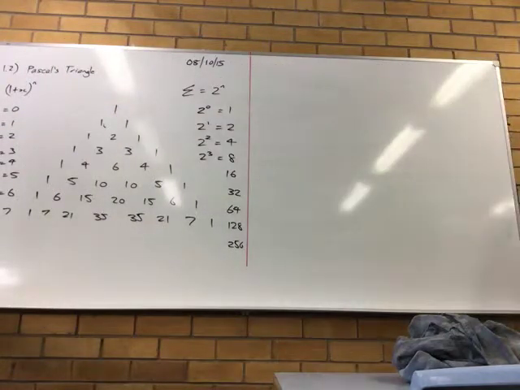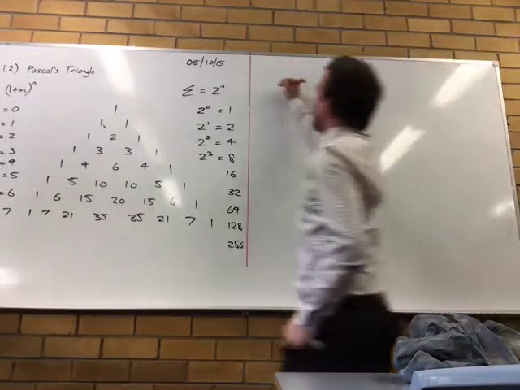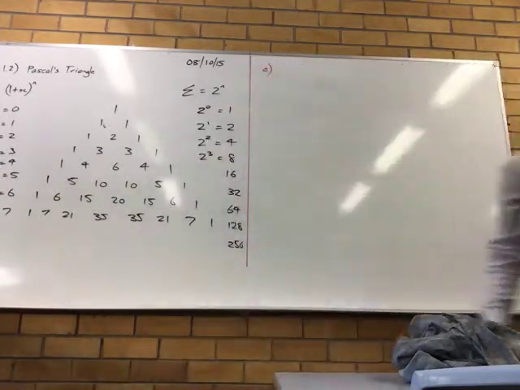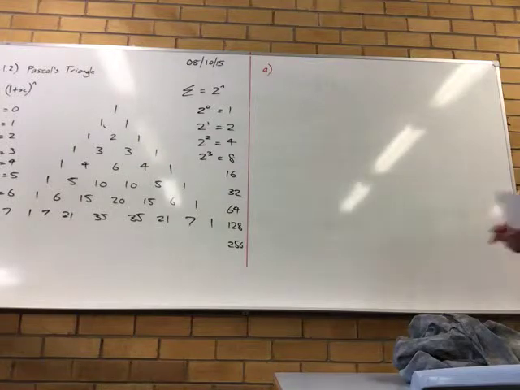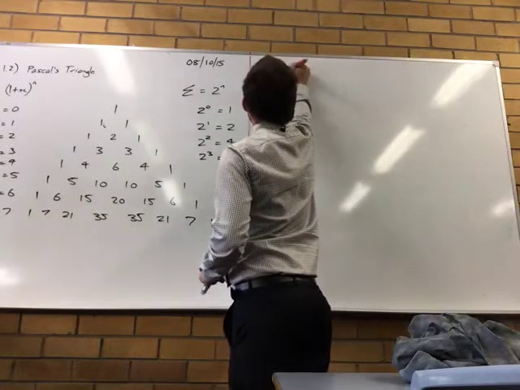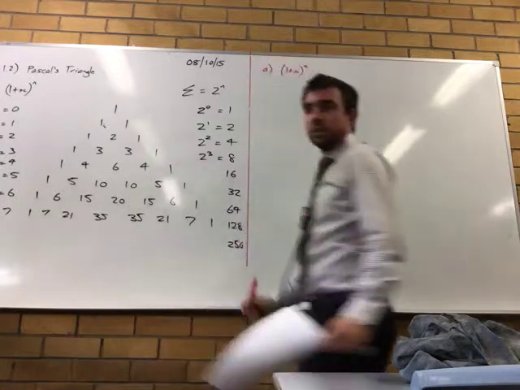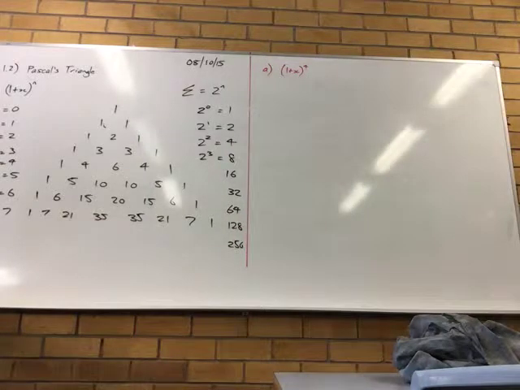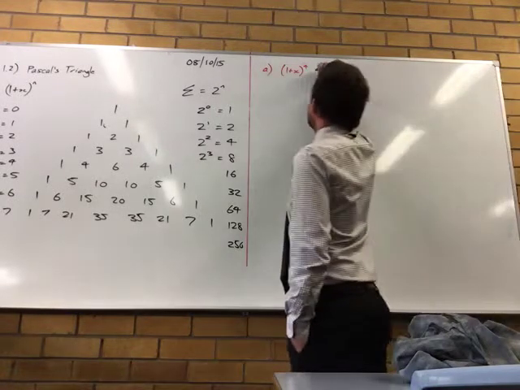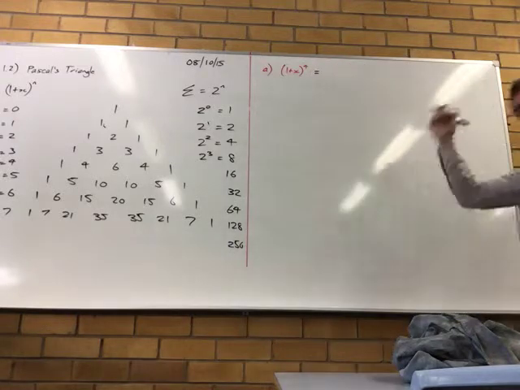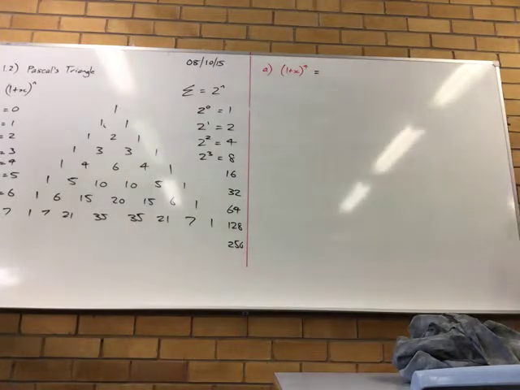Let's expand the following. A. (1 + x)^4. So previously we did (1 + x)^2 times (1 + x)^2, or (1 + x) times (1 + x)^3. But we can actually use Pascal's triangle to get the coefficients in place, but we need to include the variable with that as well. So what is that going to look like?